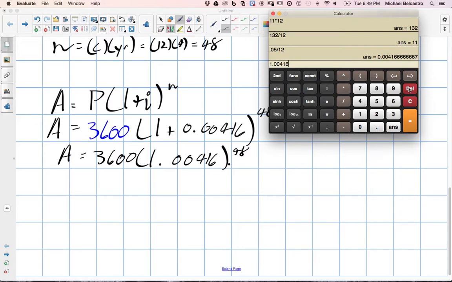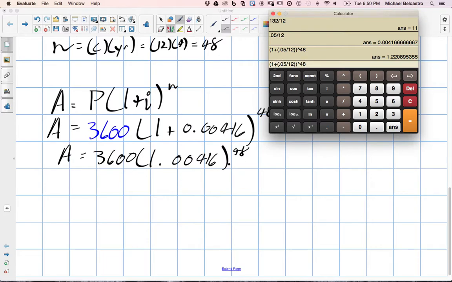1.00416. And actually, you know what I'm going to do instead of putting that? I'm going to show you how in your calculator you could have actually plugged in the original. You could have had in brackets 1 plus, and then in brackets again, 0.05 divided by 12. So this is going to be an even more accurate answer because I'm plugging it in from the beginning. I'm going to put that to the power of 48. So instead of doing the rounding, I left the fractional answer in there, so it gets very, very accurate. So obviously there's the value. And then whatever that is, we're going to multiply it by 3,600.